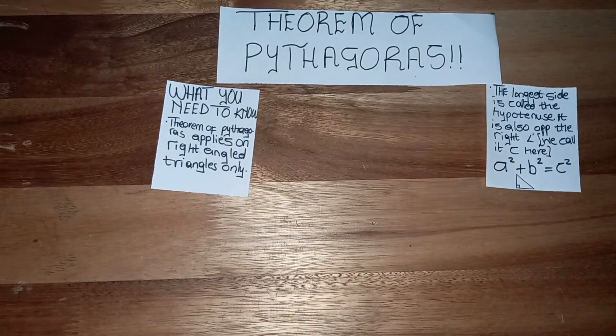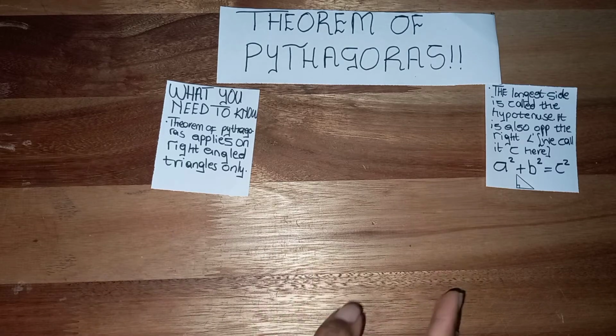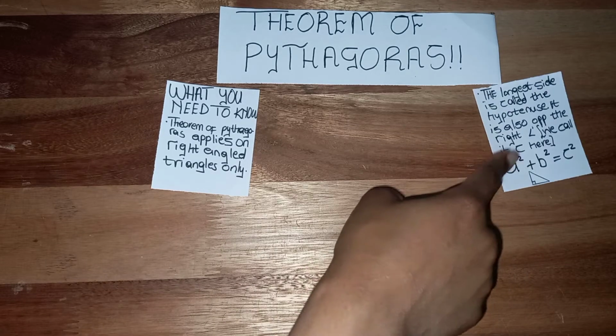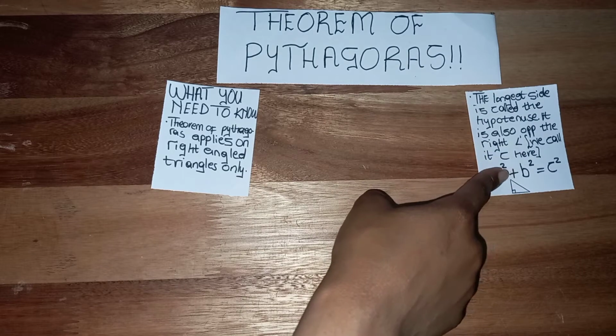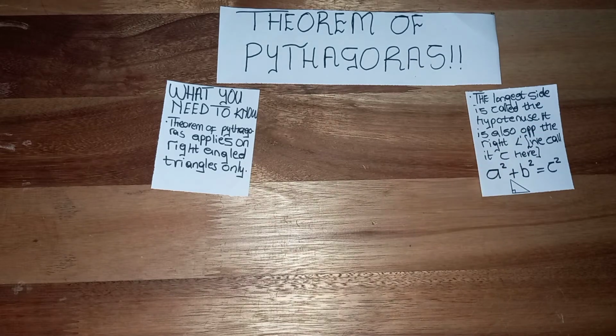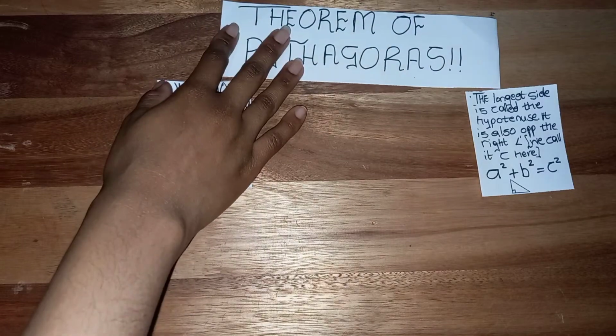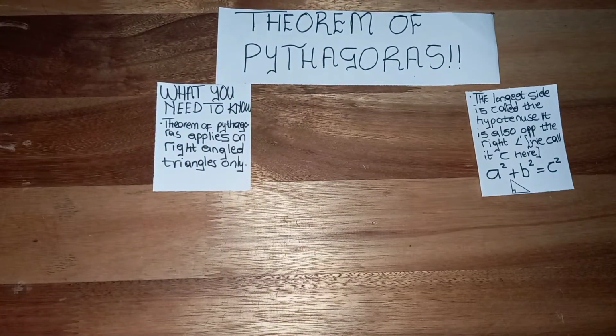using this formula to find sides and to prove that the triangle we are dealing with is a right angled triangle. So basically, the Theorem of Pythagoras can be used to find missing sides or to prove that a triangle is a right angled triangle. If a triangle doesn't fit this rule, meaning that the sum of the squares of the two legs is not equal to the hypotenuse squared, it means that it is not a right angled triangle.